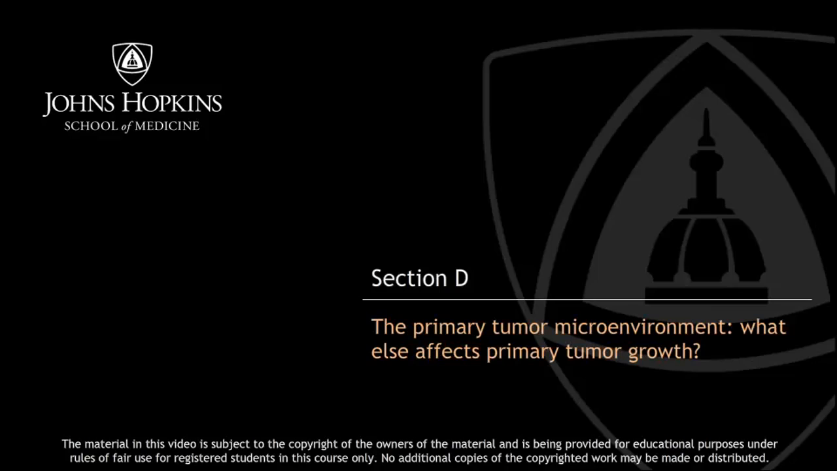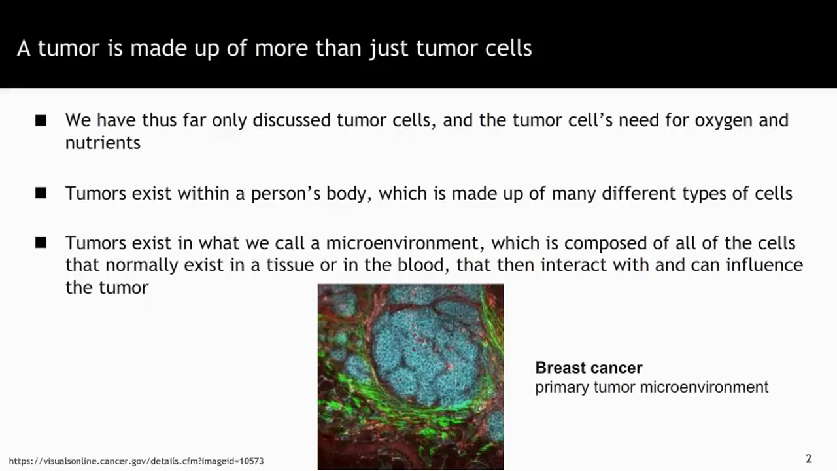So in this final section, I'm going to talk about what is actually in the tumor. In a primary tumor, there obviously exists tumor cells and normal cells, and we've also discussed neoangiogenesis, so we know that there are blood vessels and blood cells in the tumor as well. But is that all? It turns out the answer is no.